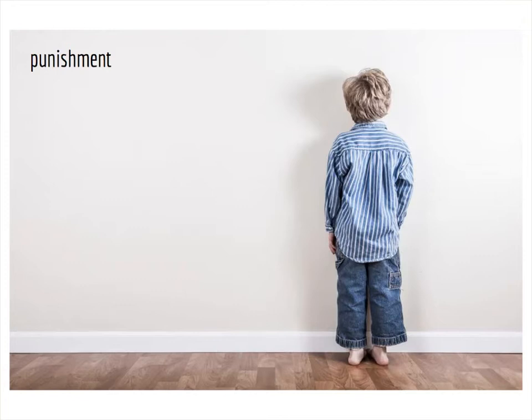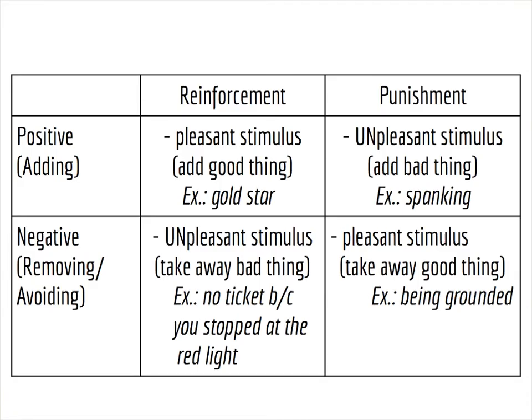The use of reinforcers is different from punishment. As noted in your assigned readings, the effect of punishment is in fact the opposite of that of reinforcement. With punishment, you're trying to decrease a behavior, to make the behavior less likely to happen again. This table breaks down the differences between reinforcement and punishment.